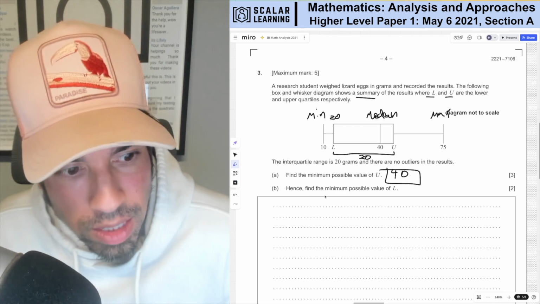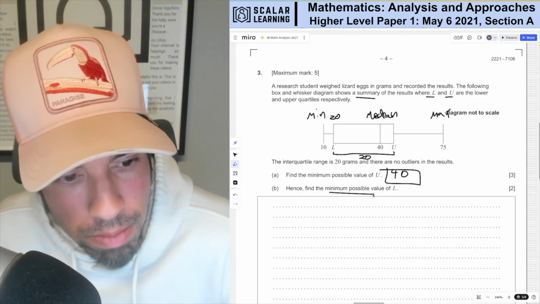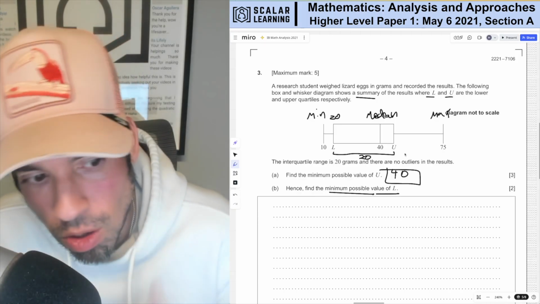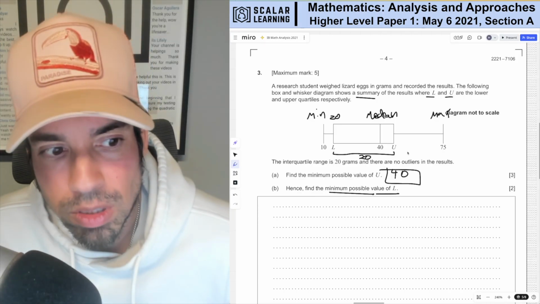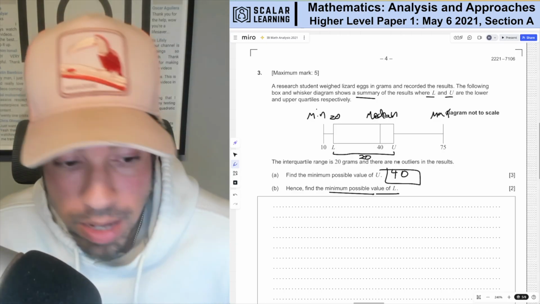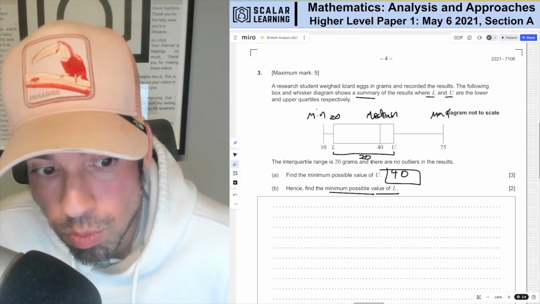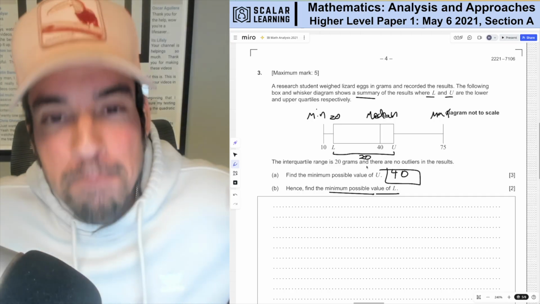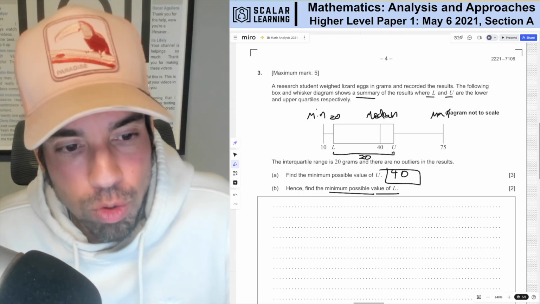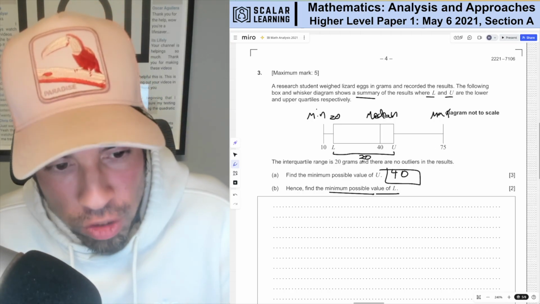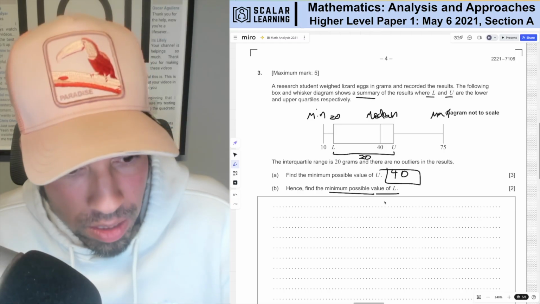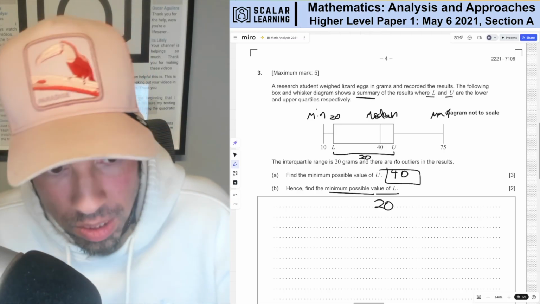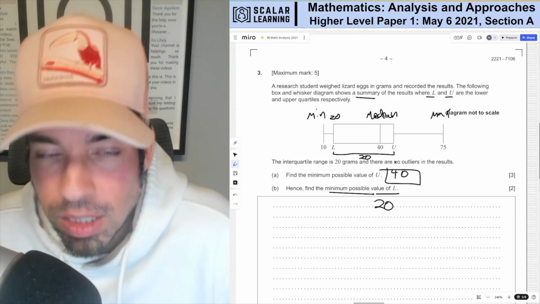All right, then it says, hence, find the minimum possible value of L. Okay, so this is a little different. Oh no, this is actually right in concert with what we said, right? If the interquartile range is 20 and U would end up being 40, okay? If the distance between the upper and lower is 20, the lowest it could be is 20, and we can't really get below 20. So there you go. That's how you do number 3.